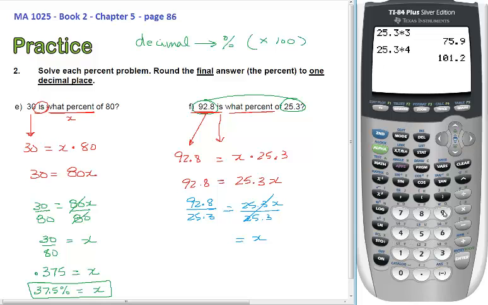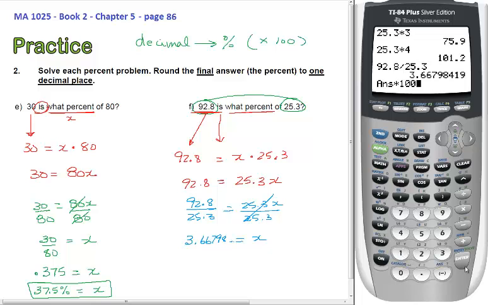Let's head to our calculator. 92.8, and we're going to divide that by 25.3. Enter. Now it gives us 3.66798... I'm going to multiply by 100. Why am I doing that? To change it back to a percent. It's in decimal form now.